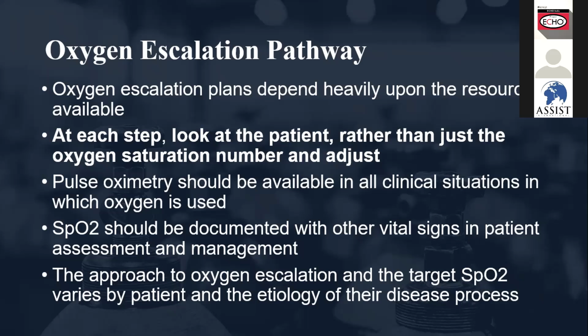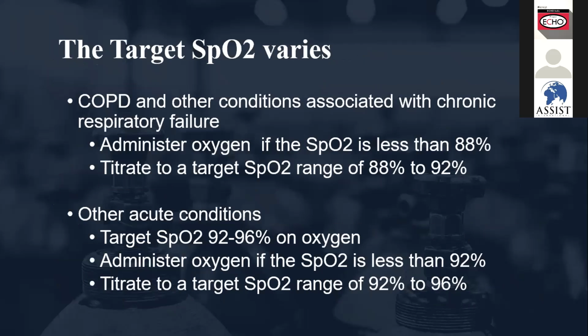Just repeat the patient and condition would help you to know really what to do to a patient. So let's answer the next question on the next slide to see the target SpO2. For example, in the case of COPD and other conditions associated with chronic respiratory failure, so it means chronic obstructive lung disease, you will administer oxygen if the SpO2 is less than 88%, because they are in a kind of chronic hypoxia.